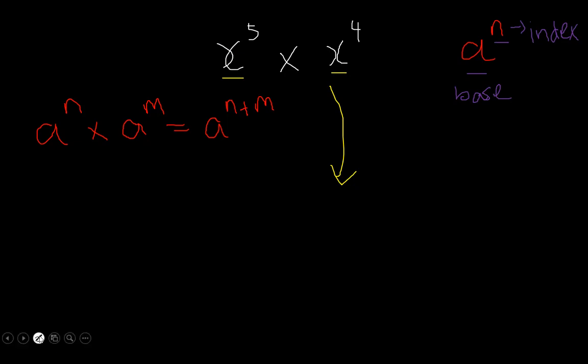So according to this rule, x to the power of 5 multiplied by x to the power of 4 is supposed to give me x to the power of 5 plus 4. But we don't just leave it like that, of course, because we know that 5 plus 4 gives me 9. And that's why the answer for this one would be x to the power of 9.